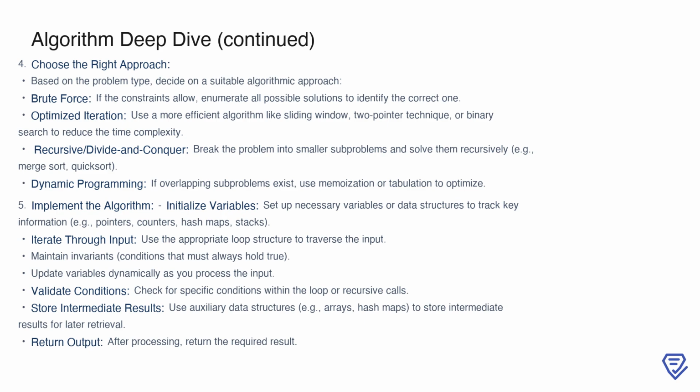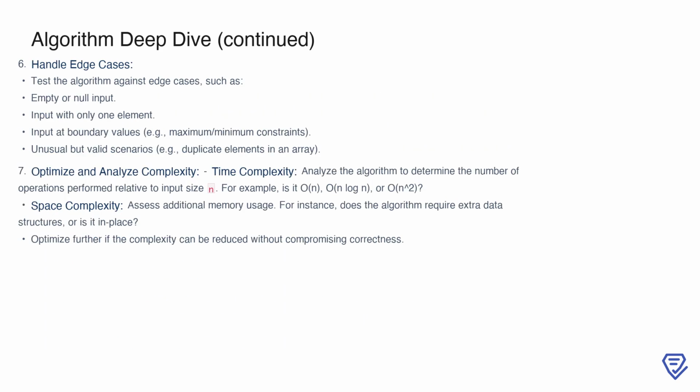After deciding on the approach, implementation begins. Start by initializing any necessary variables or data structures, like pointers, counters, or hash maps. As you iterate through the input, maintain invariants, conditions that must remain true throughout execution, while dynamically updating variables as needed. Ensure you validate conditions during iterations or recursive calls and store intermediate results if required. Finally, return the output as specified. This structured process ensures the algorithm is both correct and efficient. After implementing the algorithm, it's vital to handle edge cases.